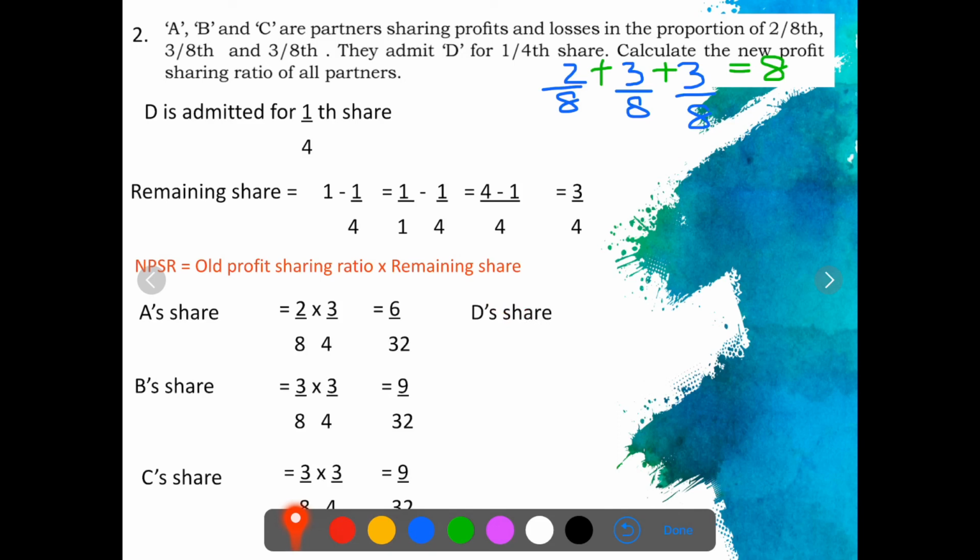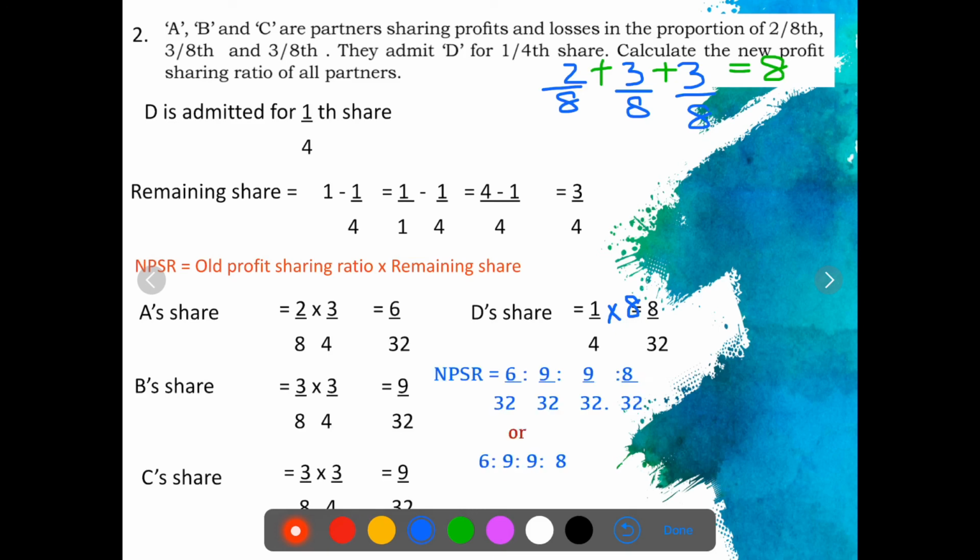They admit D. D is coming in for 1/4 share. So D's share is 1 by 4. But if you observe, the denominators do not match with D's share. So let's multiply D's share. If I multiply with 8, 8 ones are 8, 8 fours are 32. Now the denominator will be the same. So 8 divided by 32. So what will be the profit sharing ratio?